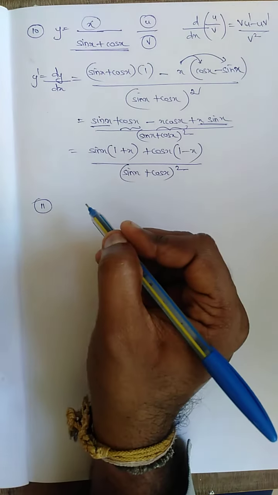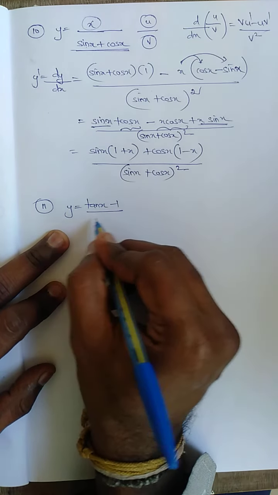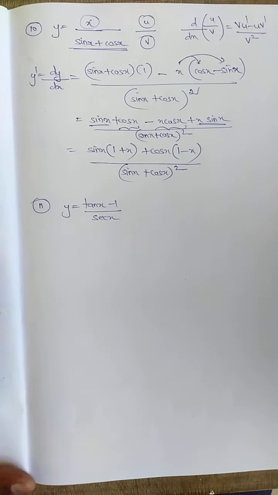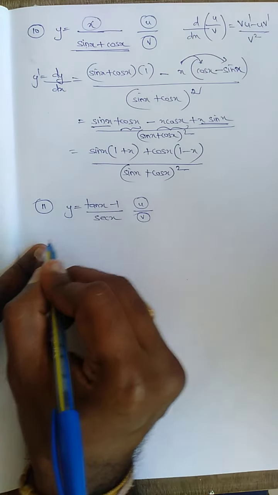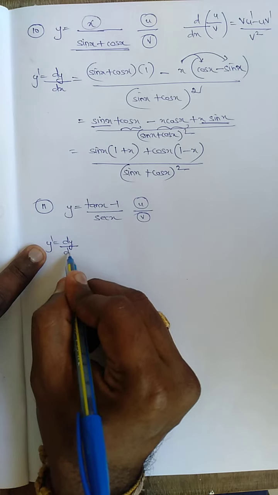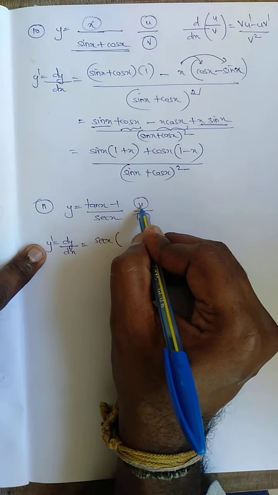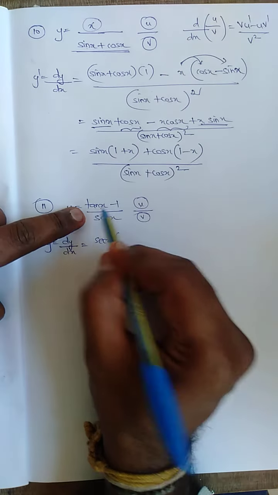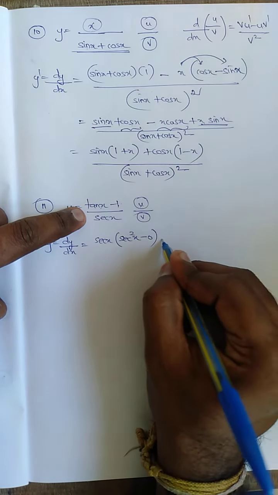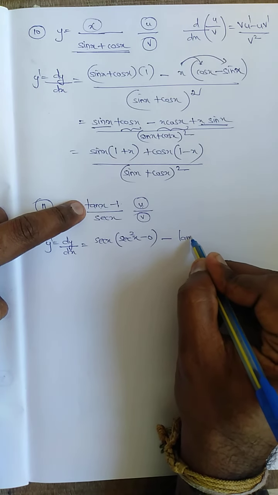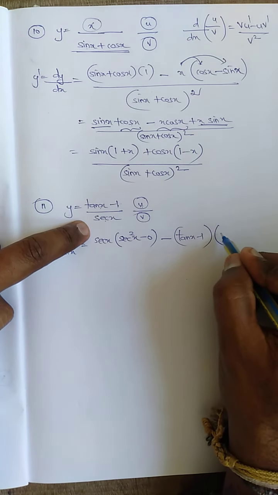Next we move towards the 11th sum. 11th sum is y is equal to tan x minus 1 divided by secant x. This is going to be u, this is going to be v. y differentiate is y dash, otherwise you can say dy by dx. First you need to write v, write secant x as it is. u dash means differentiate u. Tan x differentiate is secant square x, minus 1, a constant, differentiate is 0, minus. Write u as it is, tan x minus 1. Differentiate of secant x is nothing but secant x tan x.